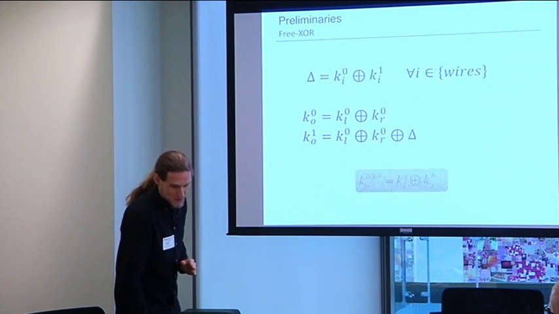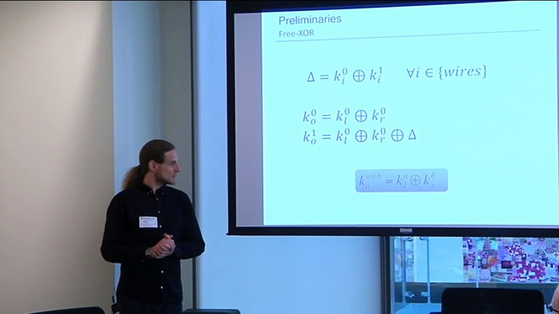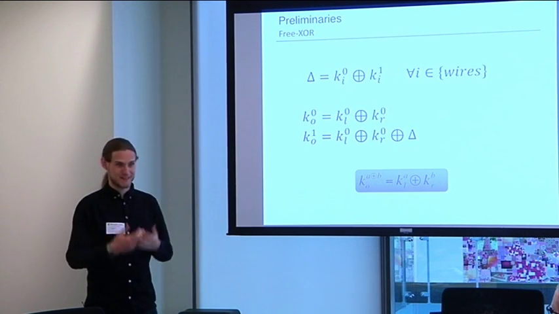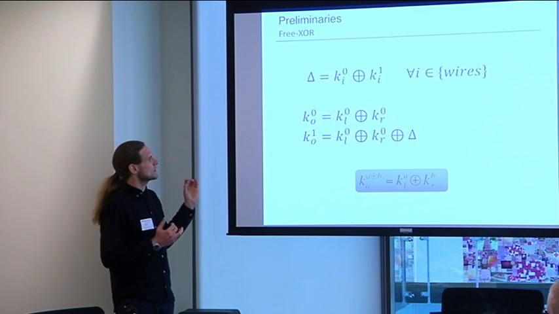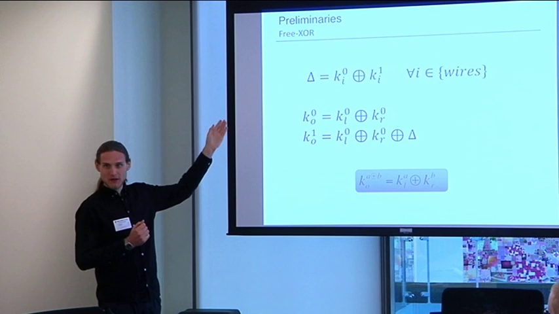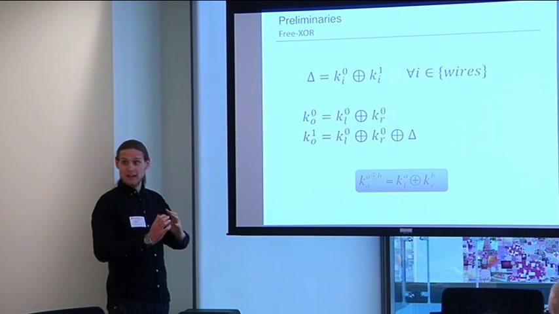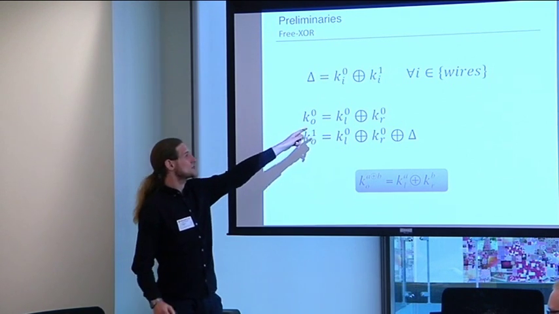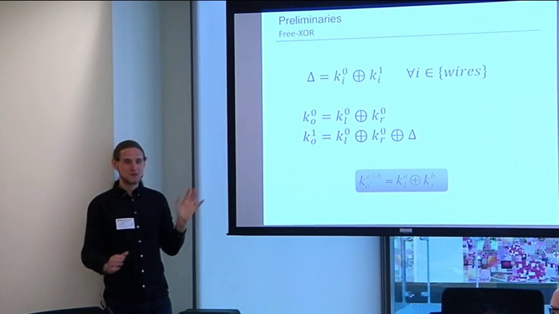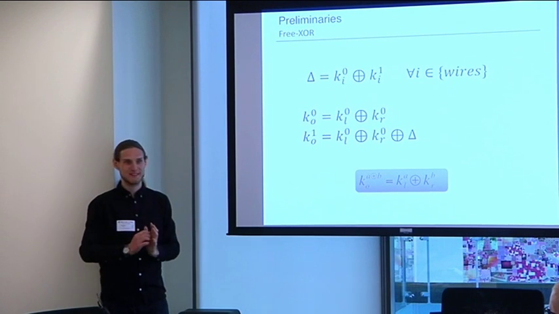Then to evaluate an XOR gate, we simply XOR both the left and the right key, and because A XOR A is nothing, we basically end up computing XOR. So if we have both the left one key and the right one key, we XOR these together. Each of these contains a delta, which then gets XORed out, and thus we have the left zero key and the right zero key. This is one of those things that's a little bit abstract to explain on slides, but if you actually sit and look at it, it makes very simple and perfect sense.